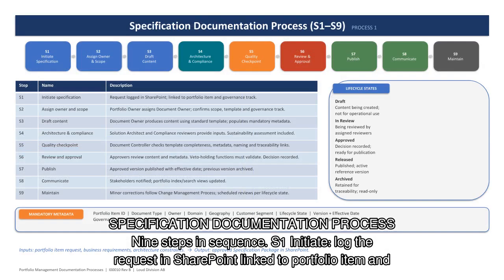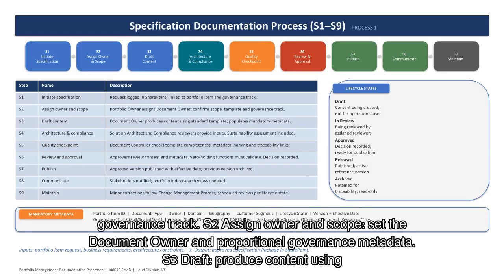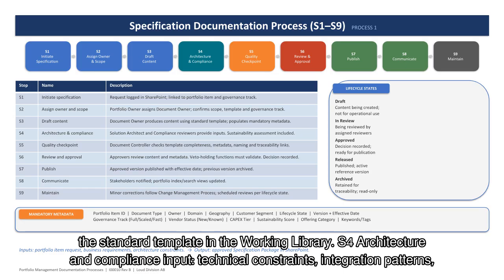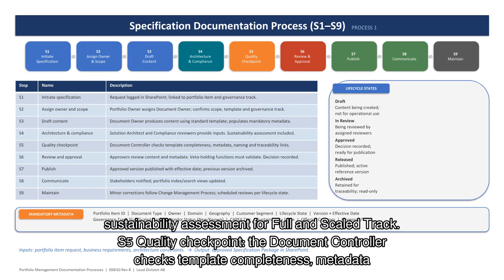Specification documentation process, 9 steps in sequence. S1 initiate. Log the request in SharePoint linked to portfolio item and governance track. S2 assign owner and scope. Set the document owner and proportional governance metadata. S3 draft. Produce content using the standard template in the working library. S4 architecture and compliance input. Technical constraints, integration patterns, sustainability assessment for full and scaled track.